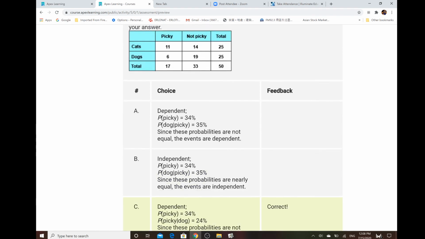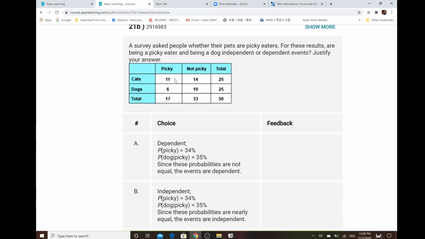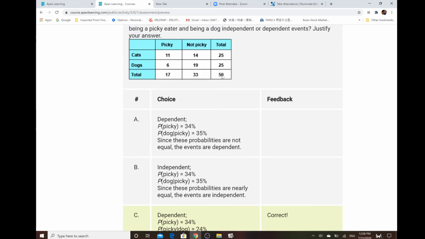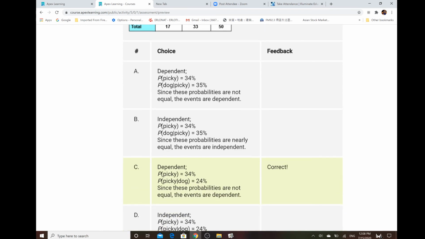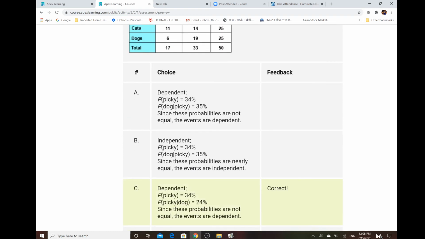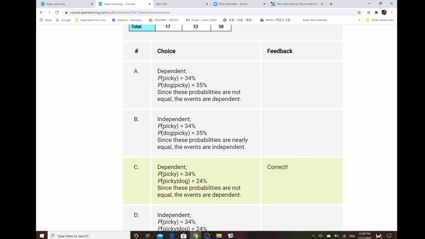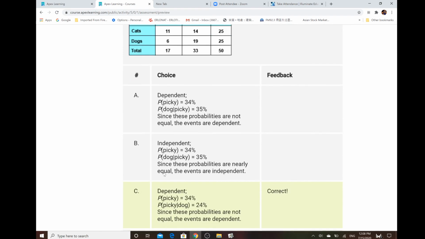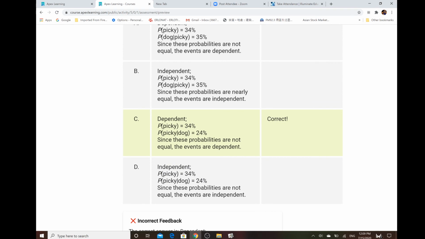It is. So again, the rows and the column: if you find 17 over 50, then that would be considered 34%. That would be the probability of picky. Okay, and then the probability of dog over picky. So then that'll be considered 6 over 17. So you have to do that on the calculator. And that one is considered about 30.